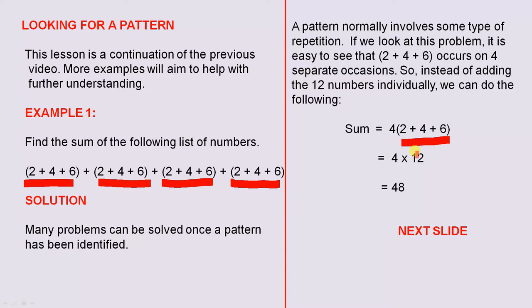6 plus 4 plus 2 gives you 12. 4 12s are 48, and that's the answer. And we found the answer by identifying a pattern.